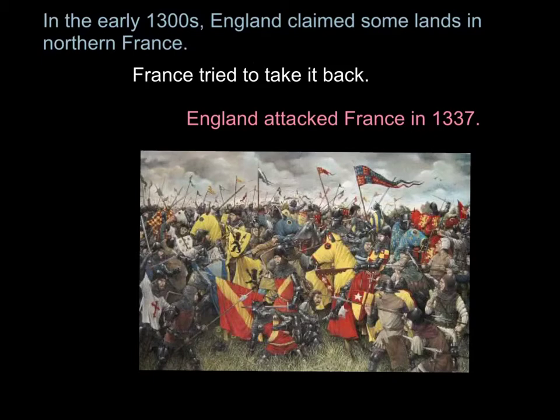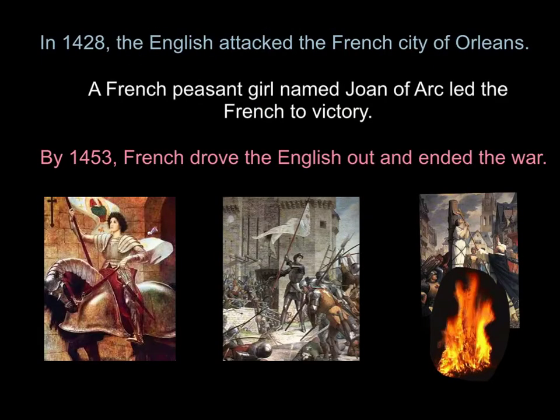Fighting then began when the King of France tried to retake the territory that was claimed by England in southwest France. The English king responded by claiming that he was the rightful king of France, and so England attacks France in 1337. In 1428, the English will attack one of the last major strongholds for the French, a town called Orleans. There, a French peasant girl named Joan of Arc will lead the French to victory.